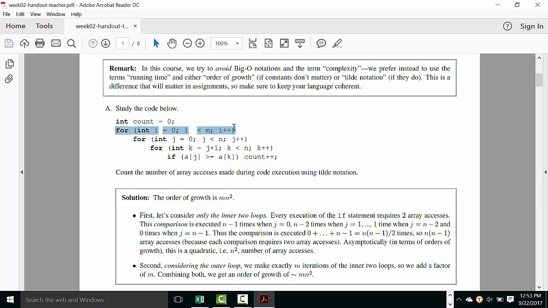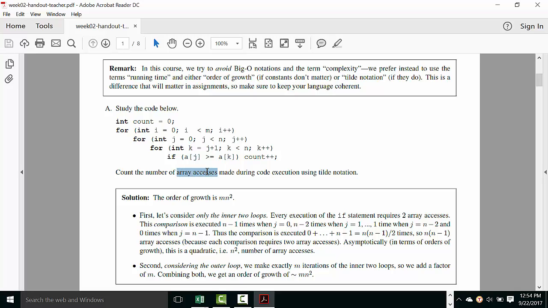The key thing is there are 3 loops here. So one thing you should not do is think that in the analysis, all we have to do is multiply m times n times n. That may not be correct, so you've got to be careful about what you're going to do there. The question asks, count the number of array accesses made during the code execution using tilde notation. So this means that you can't just multiply, you have to get a precise count by looking at the code.